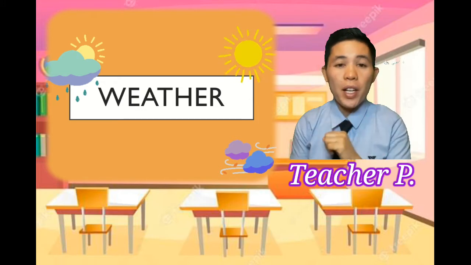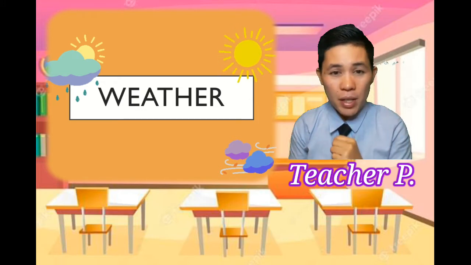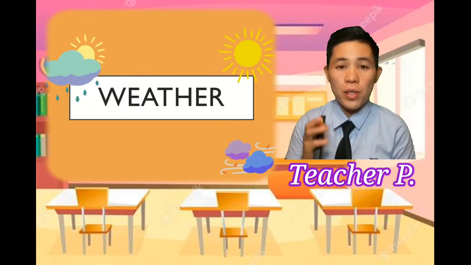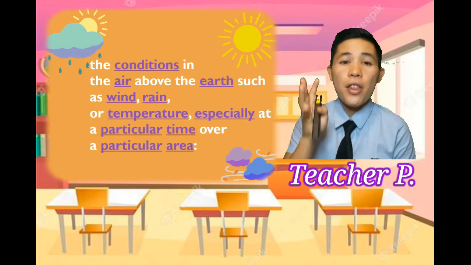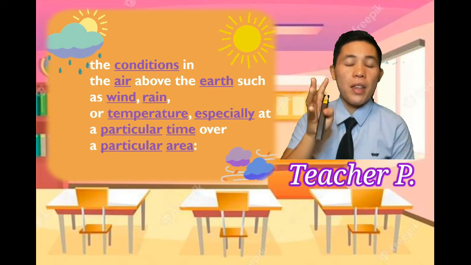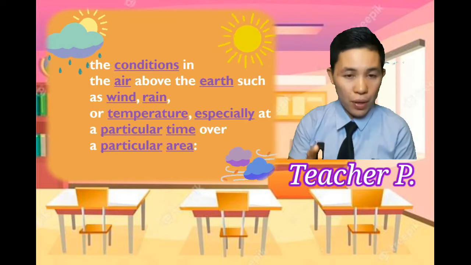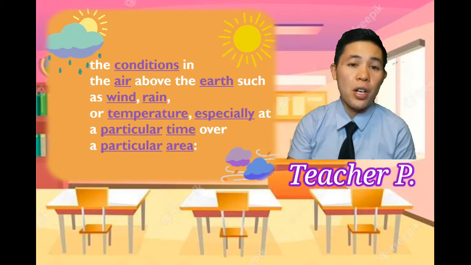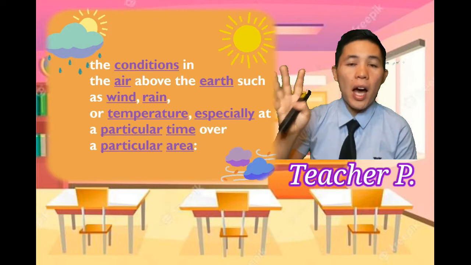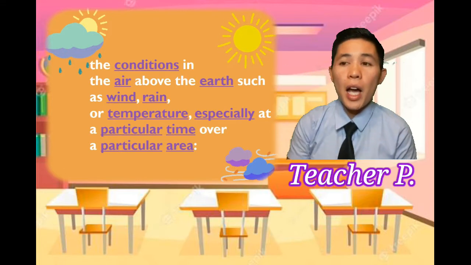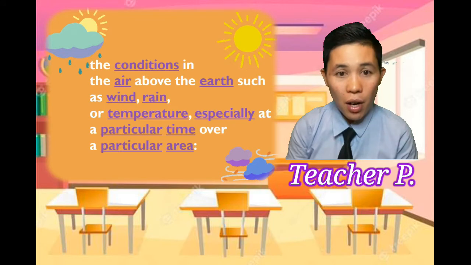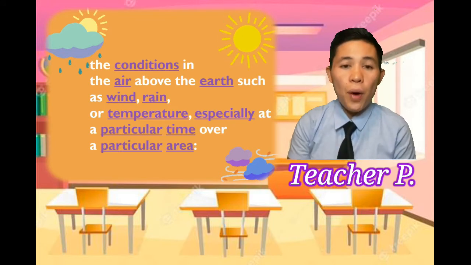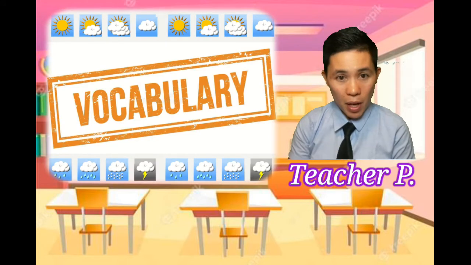So before we learn some vocabularies, let's go ahead and define what is weather. So when we say weather, it is the condition in the air above the earth, such as wind, rain, or temperature, especially at a particular time over a particular area. Alright, now let's go ahead and learn some vocabularies.